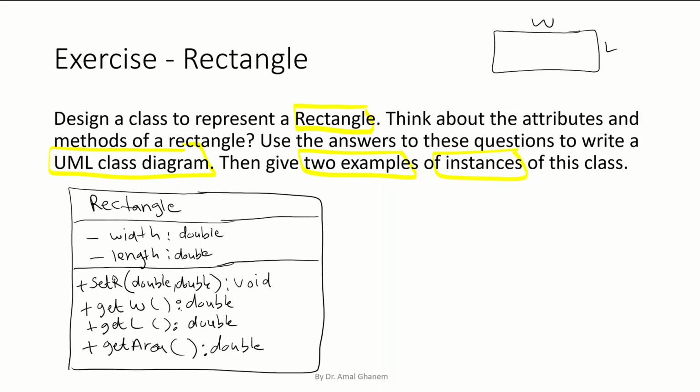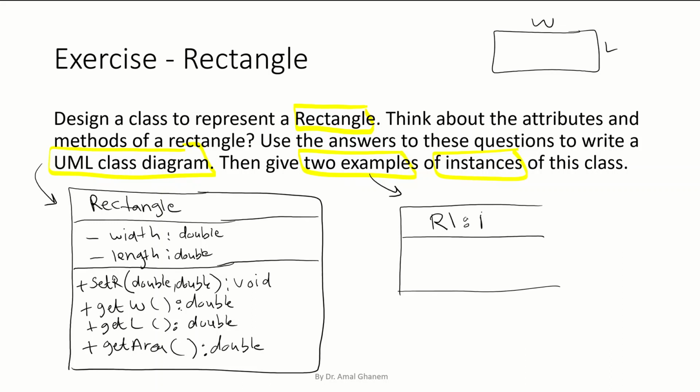Now, this is my UML class diagram. I need now to show examples. I need to show instances. So the way we do it with instances, I should have two sections, and I'll have to give a name. For example, I will say the name of my object is R1, and then I will say colon, and it's of type rectangle.